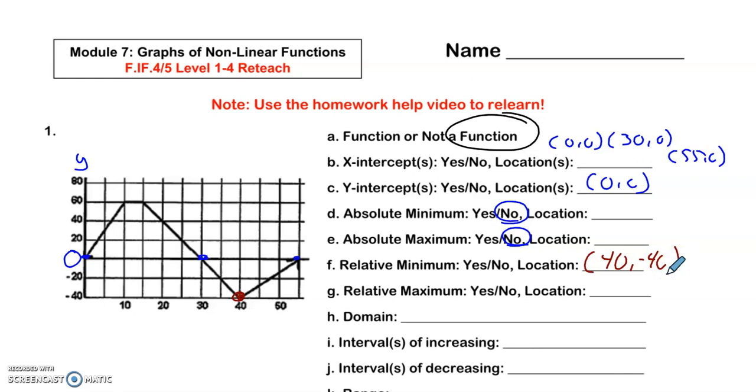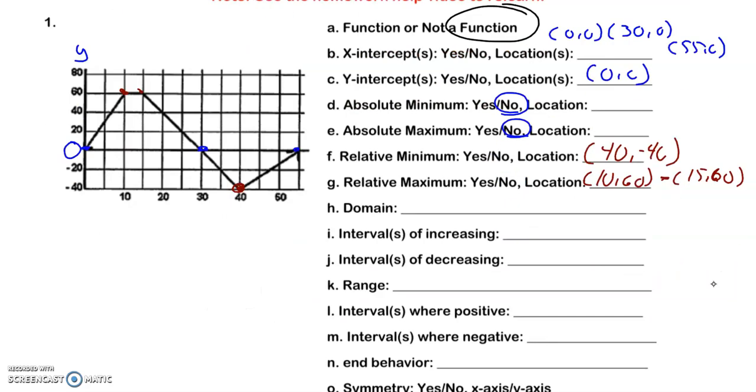The relative maximum is right here. So it's from here to here. So what that means, you need to put a line here, to 15, 60. Now the domain. So the domain is my x values, so it's going from left to right. So it's negative infinity to positive infinity.